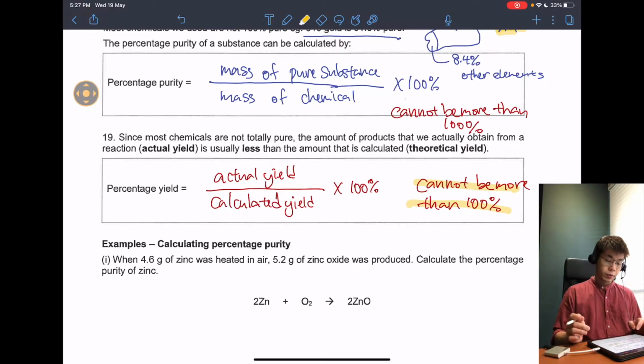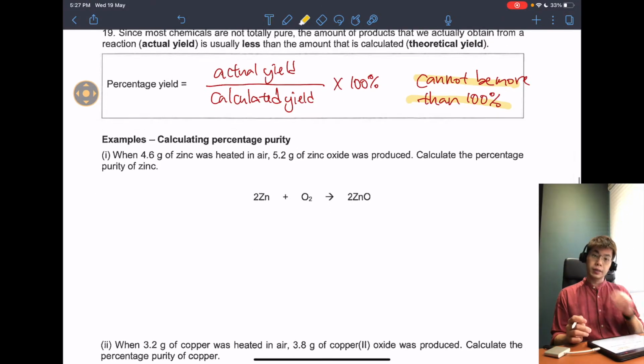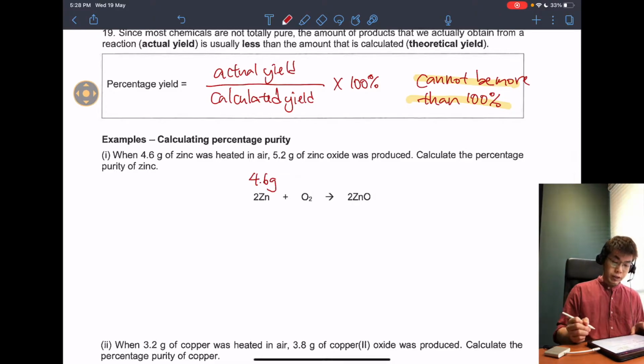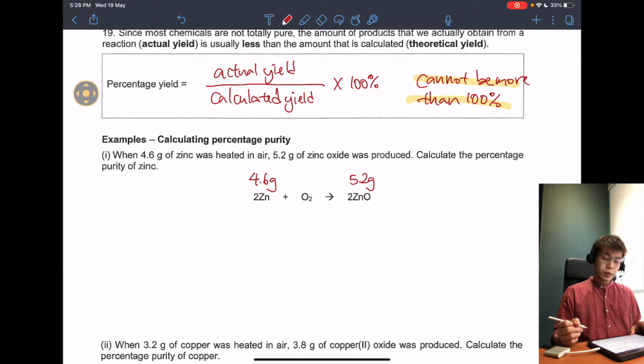Okay, so let's look at the first example. So the first one we are going to read: when 4.6 grams of zinc was heated in air, 5.2 grams of zinc oxide was produced. Okay, so now you can see, as what we talk about limiting reactant, too much information. But the question tells me to calculate the percentage purity of zinc.